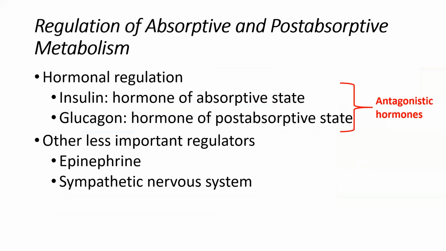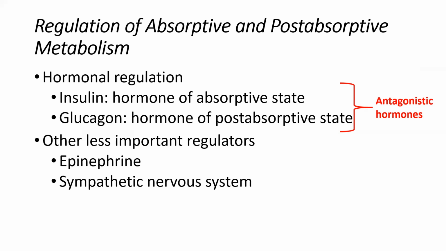Glucagon, on the other hand, is going to be the antagonistic hormone to insulin. Glucagon is going to be secreted in the post-absorptive state. And glucagon is going to do the opposite. It's going to help us tap into those reserves, tap into those storage areas in muscle, in the liver, in our fat cells, and release or liberate those energy forms in order to generate ATP.